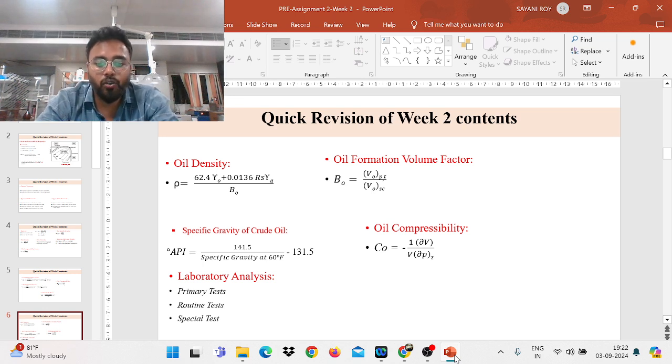There are also many correlations that are used in petroleum engineering. For finding the oil density, there are correlations. For finding the oil viscosity, there are many correlations.